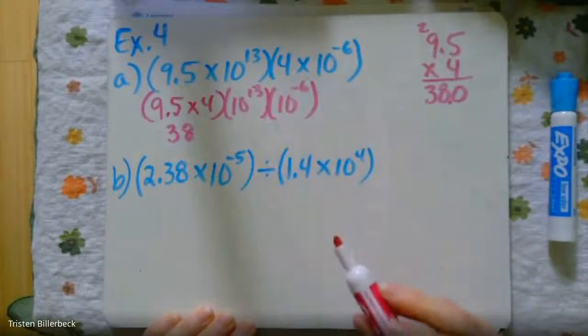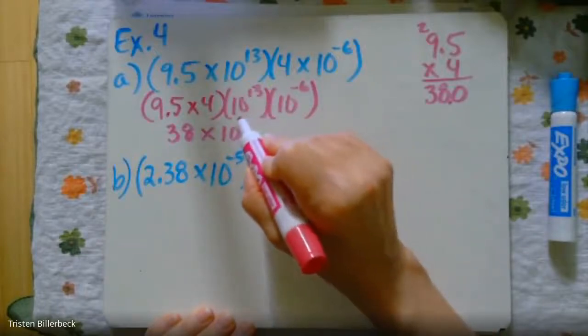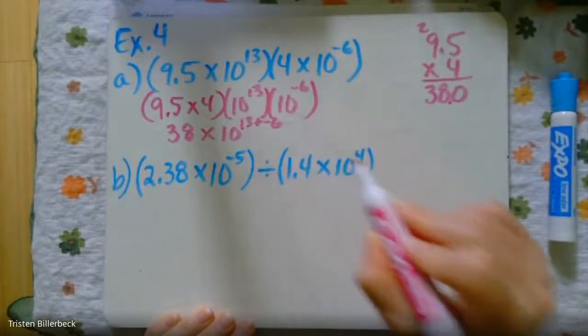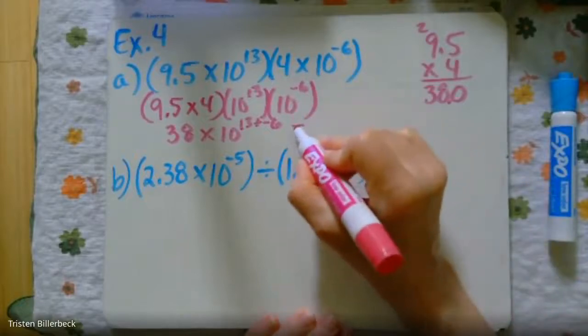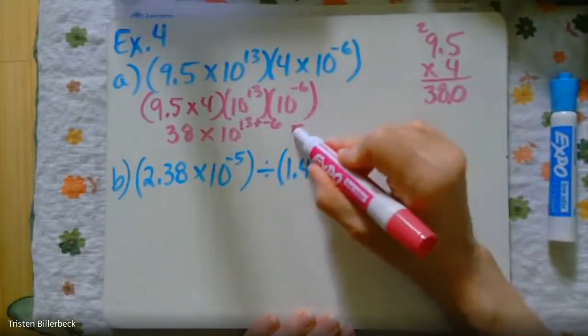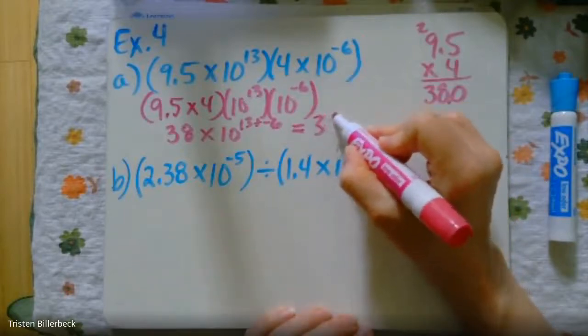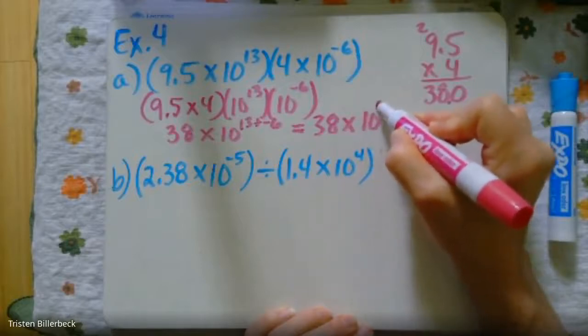And then if we use our exponent rules, it's just 10 to the 13 plus a negative 6 right here. Okay, so 13 plus negative 6 is 7, because it's the same as 13 minus 6. So we have 38 times 10 to the 7.